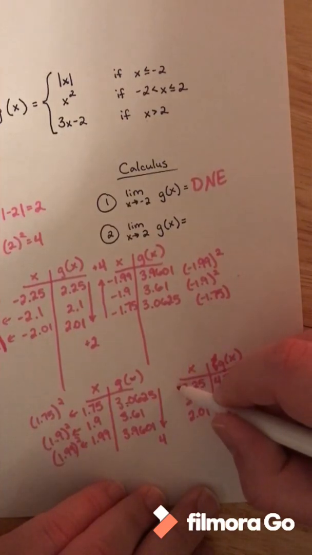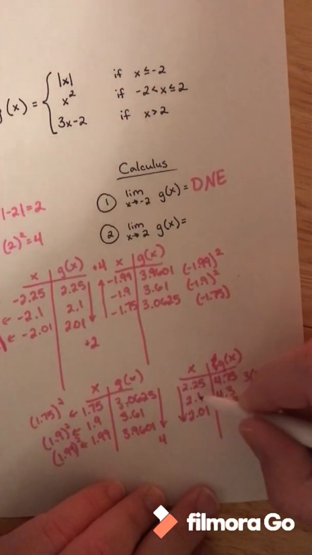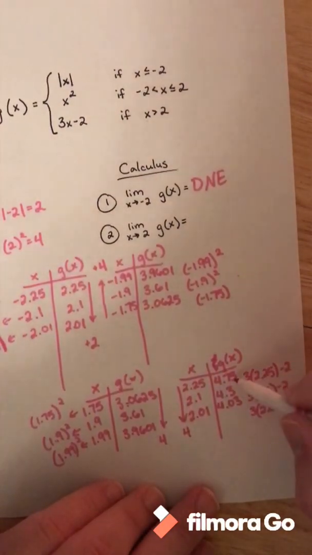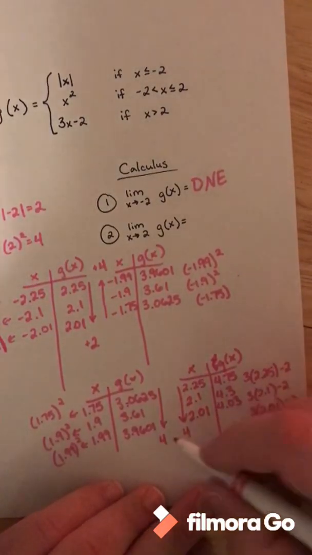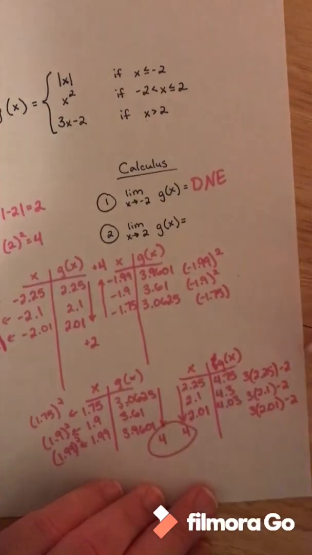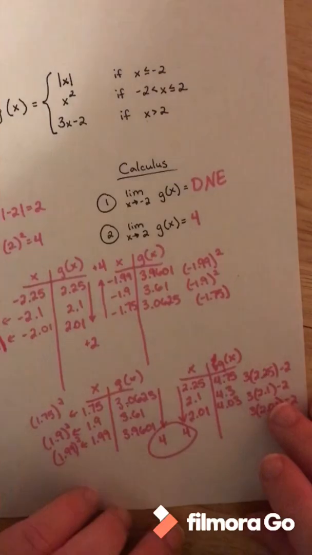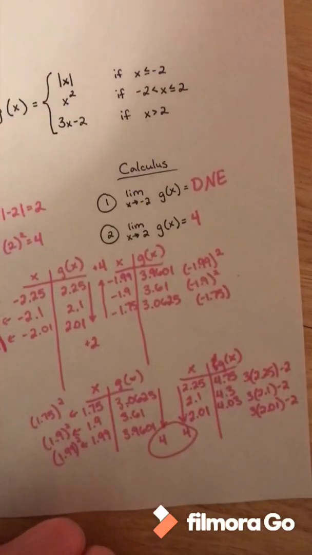So if I'm going from 2.25, 2.1, 2.01, as I approach 2, I'm also going to a positive 4. It seems to be decreasing in this case. So in this case, they both approach the same number. They're both going toward 4. So I'm happy to say that that limit does exist, and it happens to be the limit as x approaches 2 of g of x is 4.